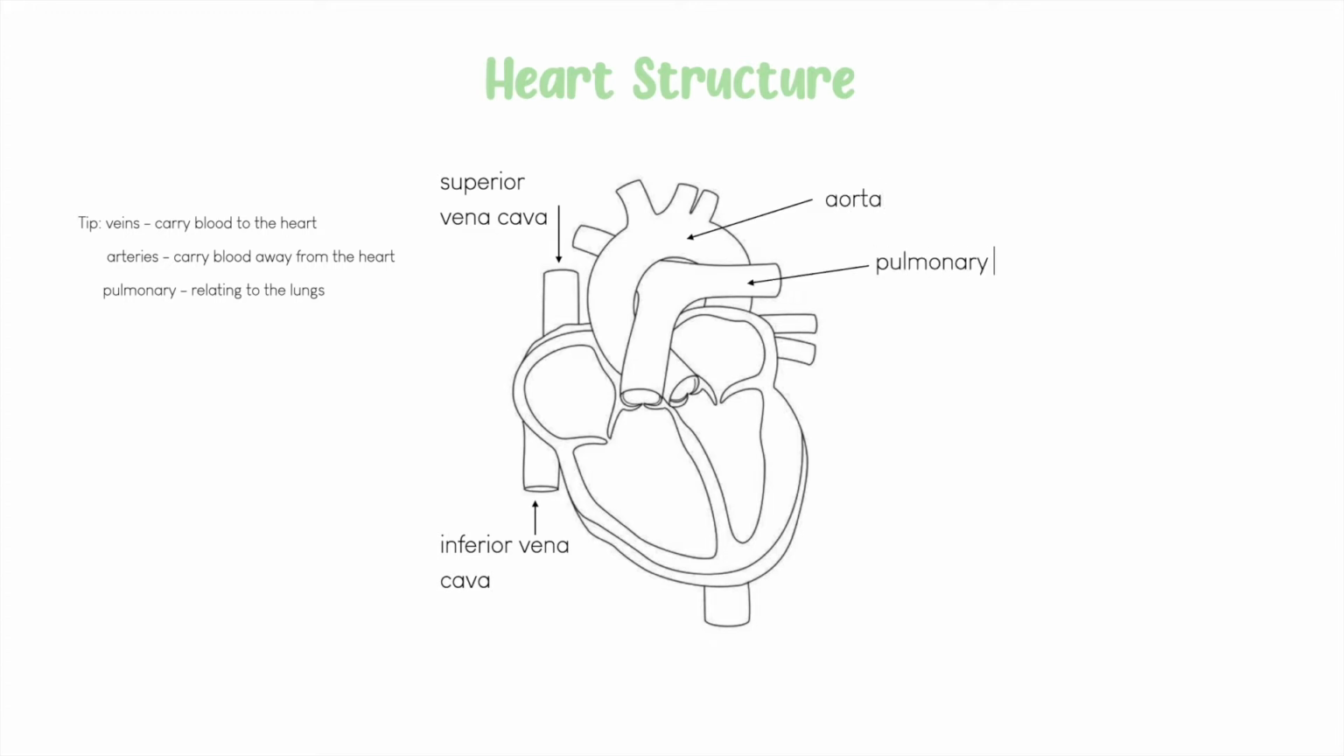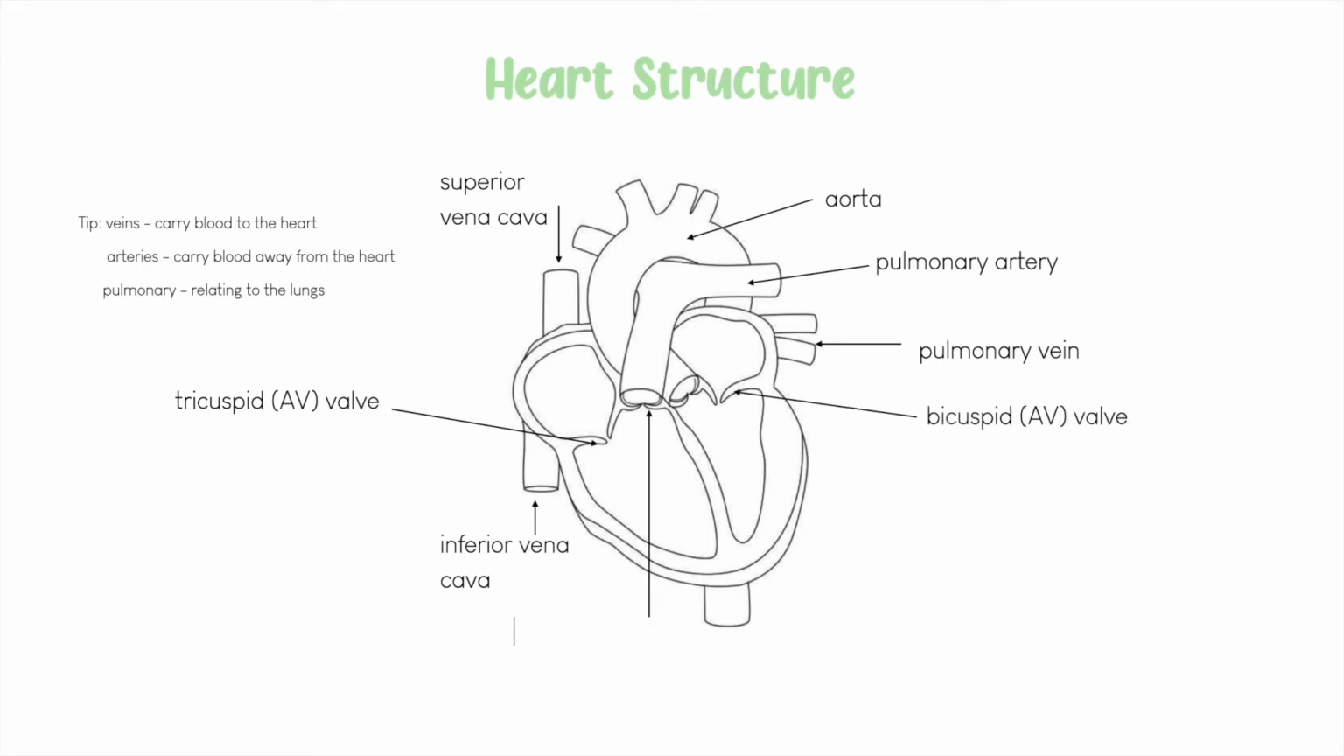Here's the pulmonary artery, pulmonary vein, and the tricuspid AV valve, and the bicuspid AV valve, the semilunar valve, and the other semilunar valve. So now we're going to go into the events of the cardiac cycle.